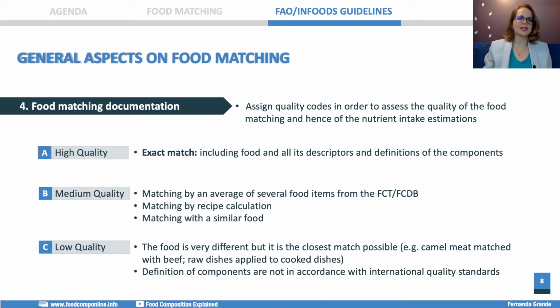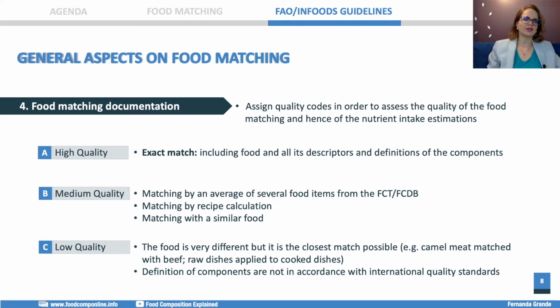So we can say that a food matching has the quality code A for a high quality food matching, meaning that this is an exact match. And it includes not only all the descriptors for the food, but also the definition of the components.